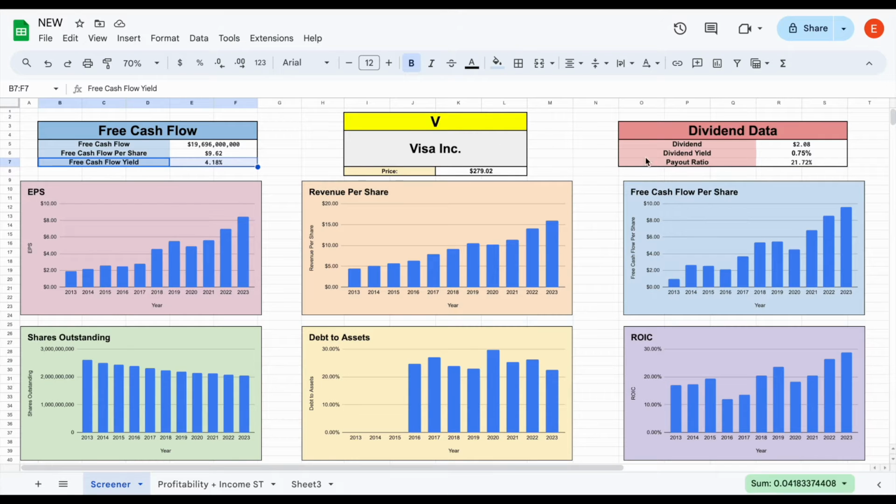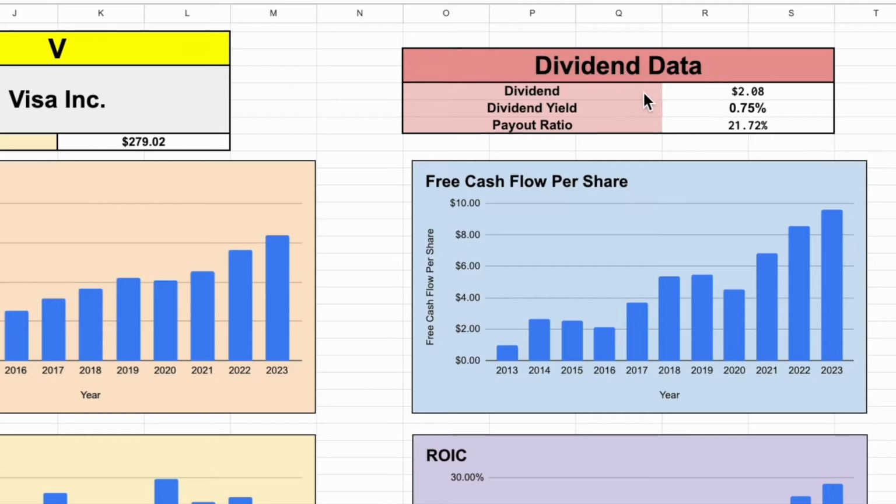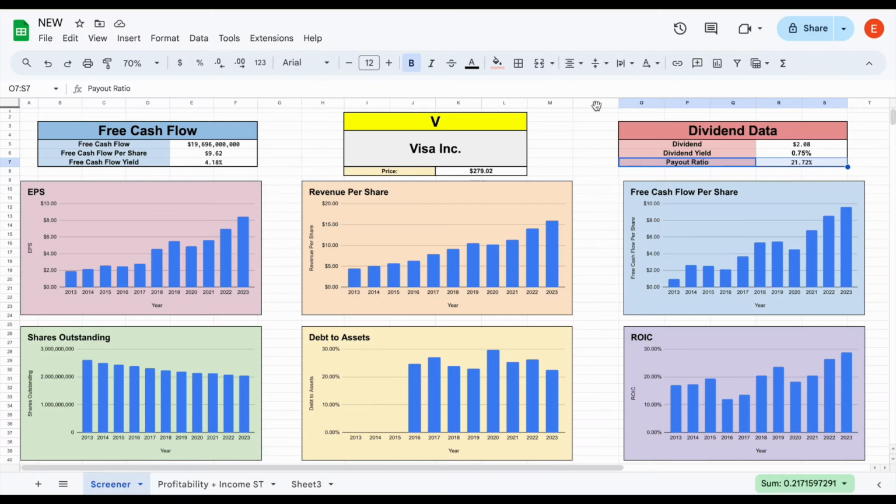Now, if we come over here, we can also see I have some dividend metrics listed. I have the dividend payout, I have the dividend yield, and then I have the payout ratio. Again, obviously something that I want to look at. Now, there's other dividend metrics that I love to look at, but that's a good starting place.